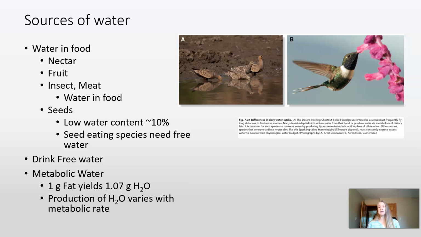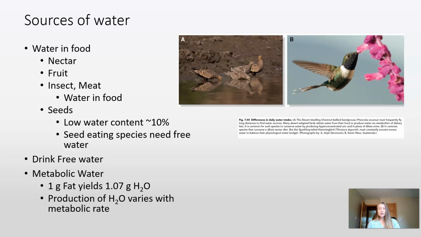Birds that eat insects or other arthropods as well as meat get the water in the food. There's about the same amount of water in the bodies of what they're eating as in their own, so they're obtaining most of their water from food. Seed eaters, however: seeds have a lower water content, as low as around 10%. So seed-eating species are going to need free water sources. They are going to have to drink free water.